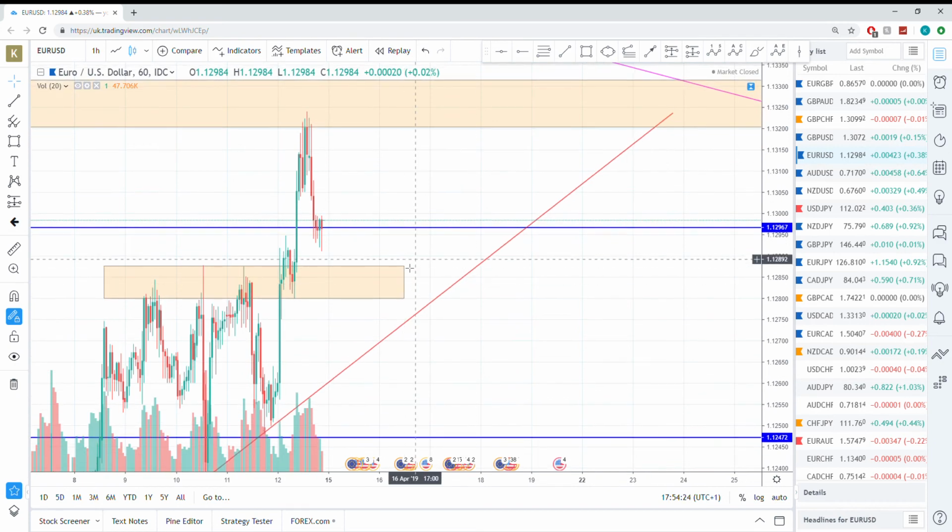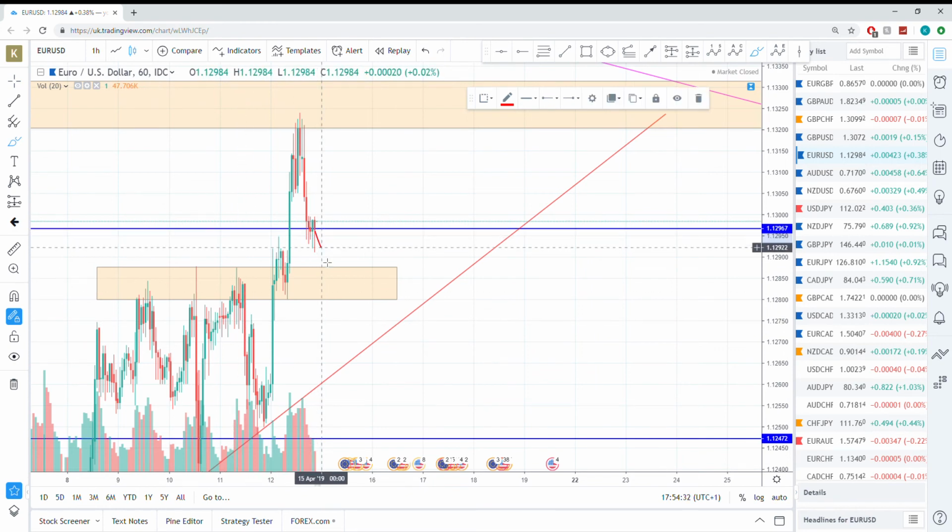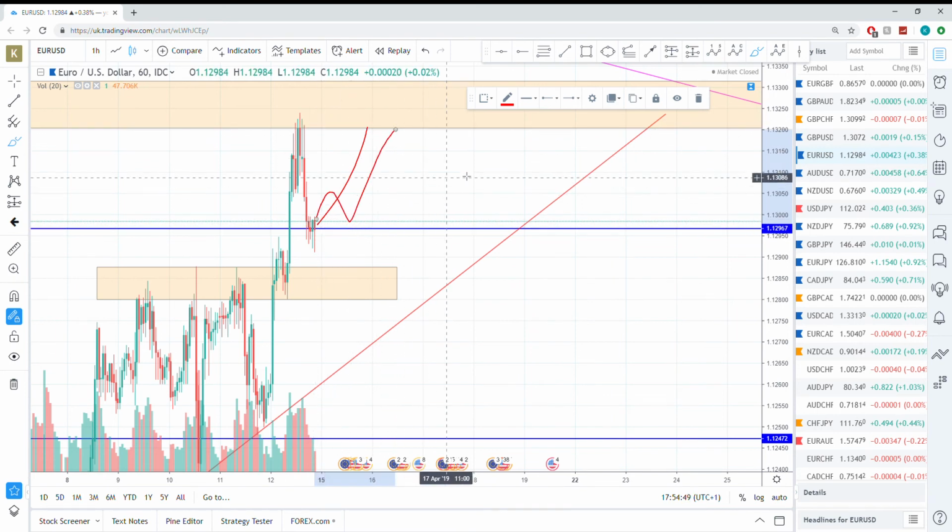So this is why my projection would be something like this. I think something like this would happen, and like that. So that would be one scenario. The other potential scenario is that it just goes up, but obviously it doesn't go up exactly, probably does something like that.